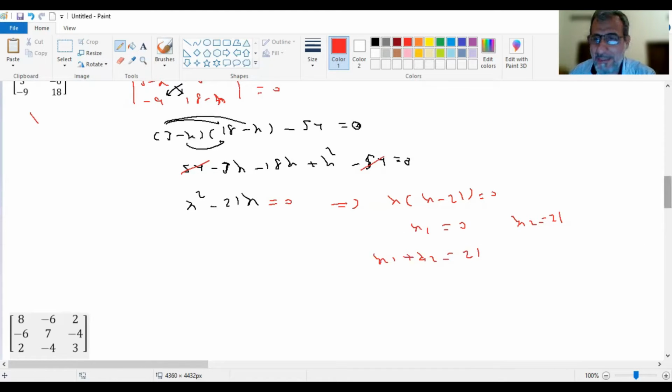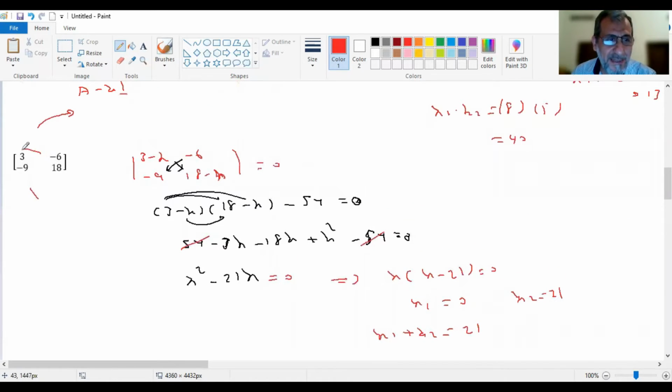Now if we add them, 0 plus 21, lambda 1 plus lambda 2 equals 21. Now what about the sum? Look at here, the sum: if I add 3 plus 18, 21. So the answer is good. Now, what about the determinant of this matrix? The determinant of this matrix: 3 times 18 is 54, minus negative 6 by negative 9, 54. So the determinant is 0.